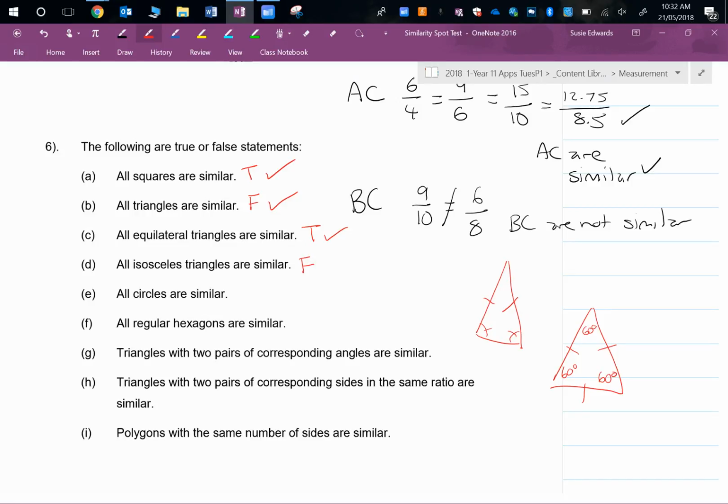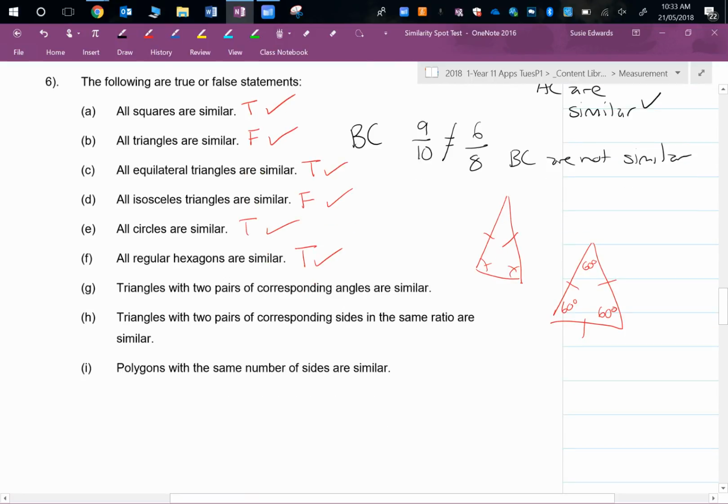All circles are similar. True, because it's just the radius, which is going to change, and so on. So it's true. All regular hexagons are similar. You need to know some words here, hey? Regular hexagons mean that all the side lengths are the same, and it means all the angles are the same. What do you reckon? True.